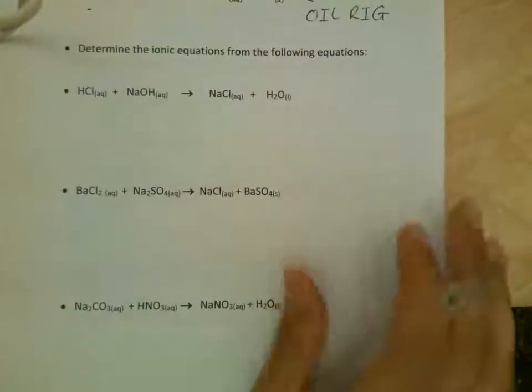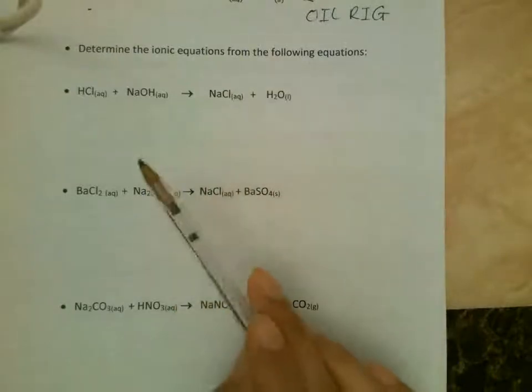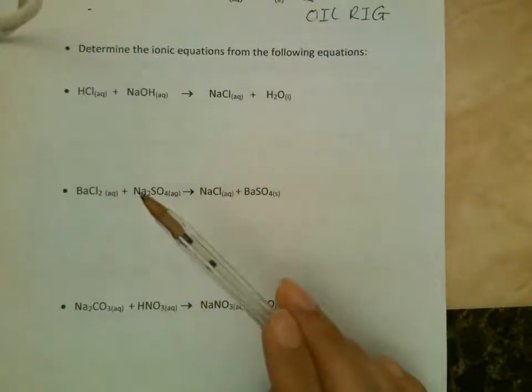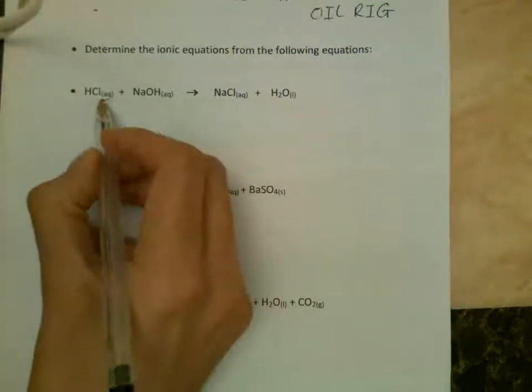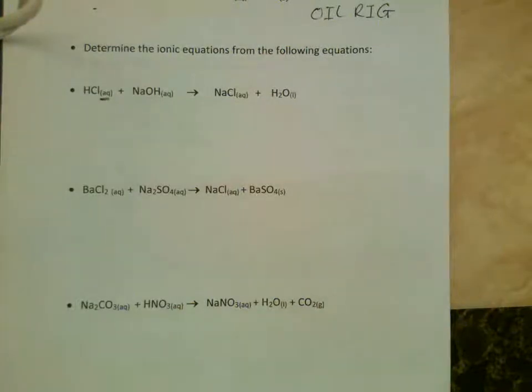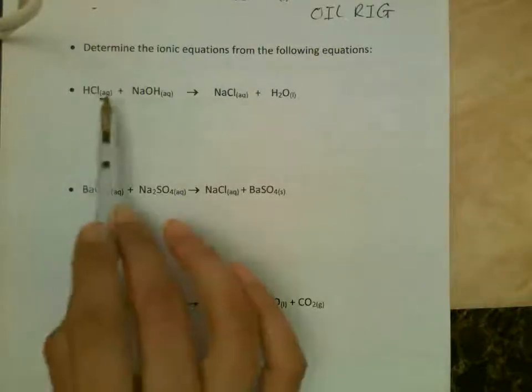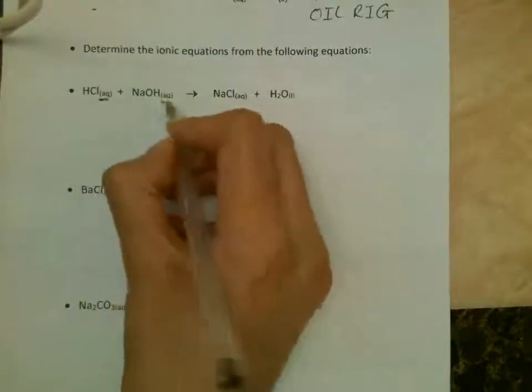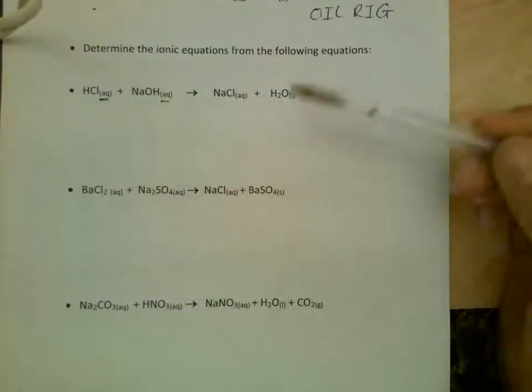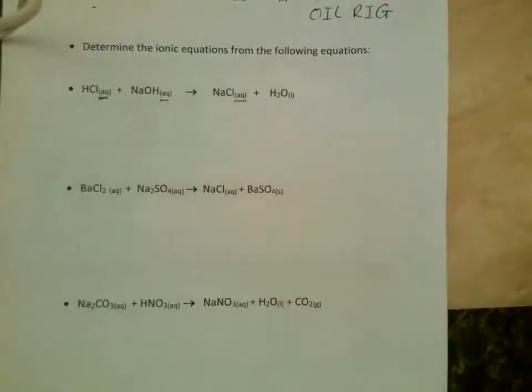Okay, so determine the ionic equations from the following equations. State symbols are key here, guys. They're going to tell us what we have to do. HCl is aqueous, and if HCl is aqueous, we're allowed to write it out in its ion forms. Again, NaOH, aqueous, we can write it out in its ion form. NaCl, aqueous, we can write it out in its ionic form.